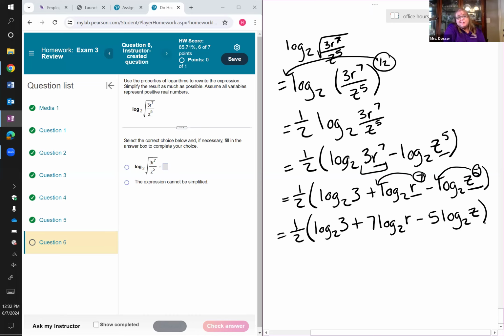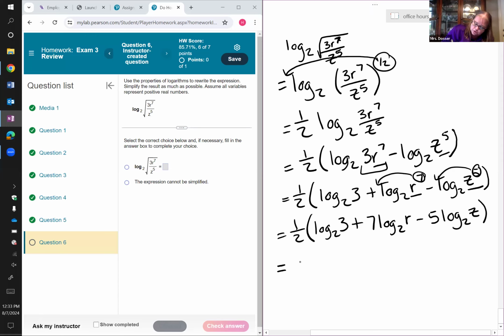And at this point, there are no further products, no further quotients, no further powers. So we cannot use the product, quotient, or power rules any further. This is as simplified as it gets. The only other thing we could do is go ahead and distribute that 1/2 to each of those if we wanted. And so you can enter your answer like this, and that will work.